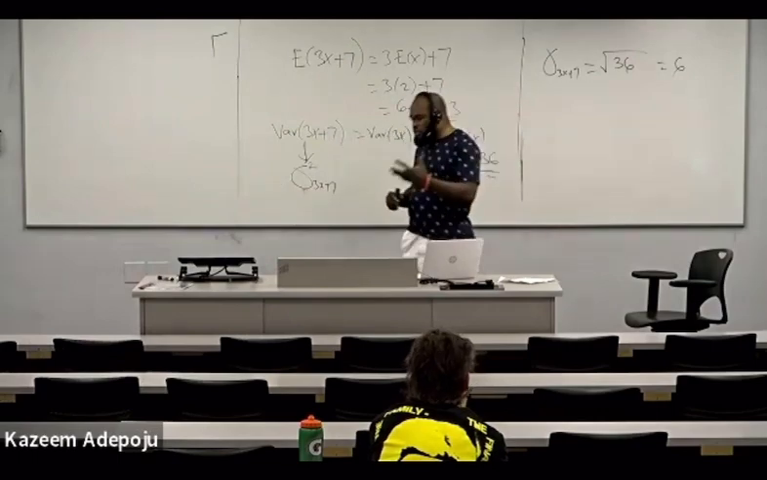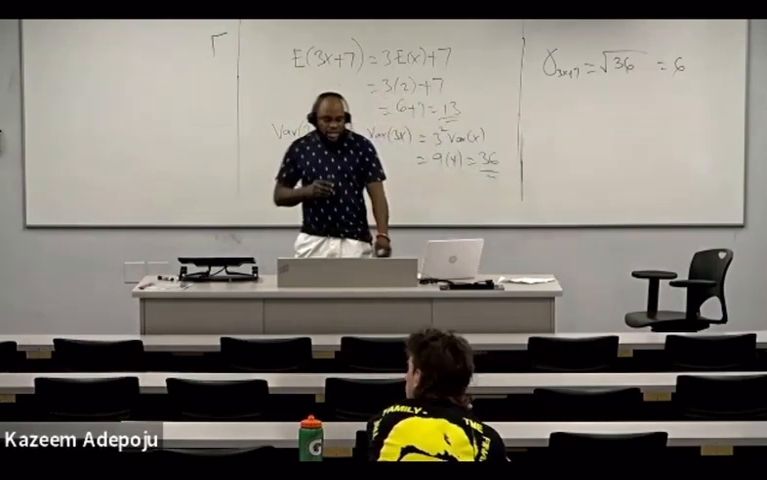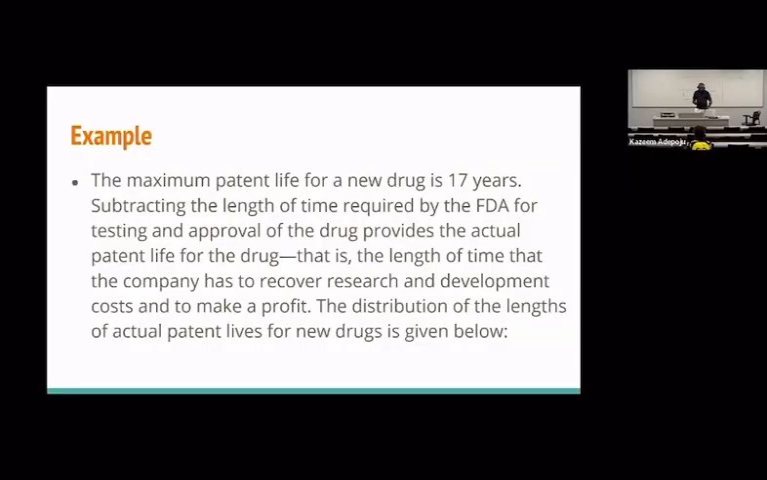Now, I want to go into a more real-life example on expectation and variance. The maximum patent life for a new drug is 17 years. Subtracting the length of time required by the FDA for testing, okay? For those of you not based in the United States, the FDA is the Food and Drug Administration. The time required by the FDA for testing and approval of the drug gives the actual patent life for the drug, that is the length of time that the company has to recover research and development costs and make a profit.